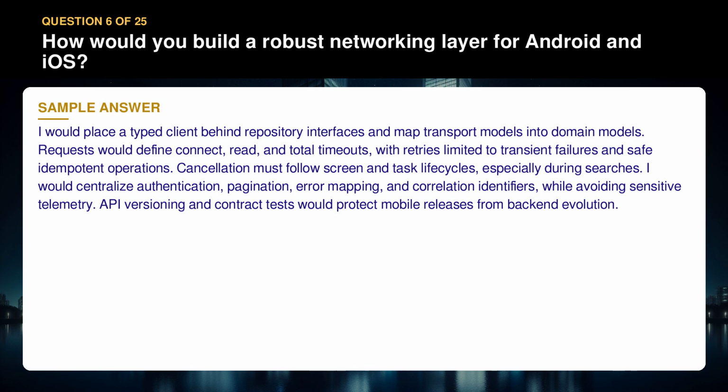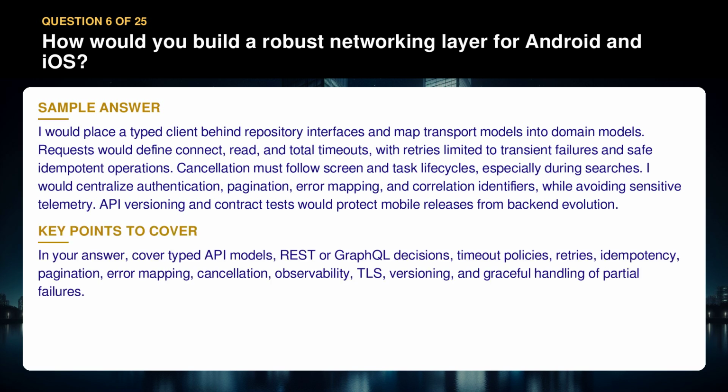API versioning and contract tests would protect mobile releases from backend evolution. In your answer, cover typed API models, REST or GraphQL decisions, timeout policies, retries, idempotency, pagination, error mapping, cancellation, observability, TLS, versioning, and graceful handling of partial failures.